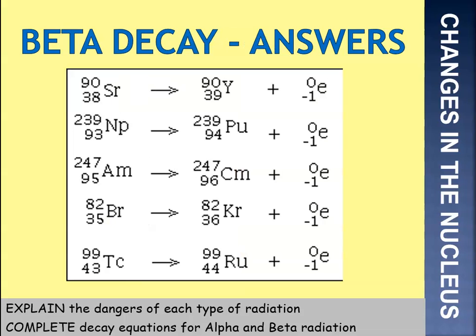Okay, here's the answers for this, and again, the pattern is the top number, the mass number, remains exactly the same. It does not change at all. But the atomic number, in this case the bottom number, always increases by 1. You can represent beta decay either with the small e there or with the beta symbol, which is a B with a tail on it. Okay, pause the video and ensure you've got those answers correct. If not, correct them with your green pen.